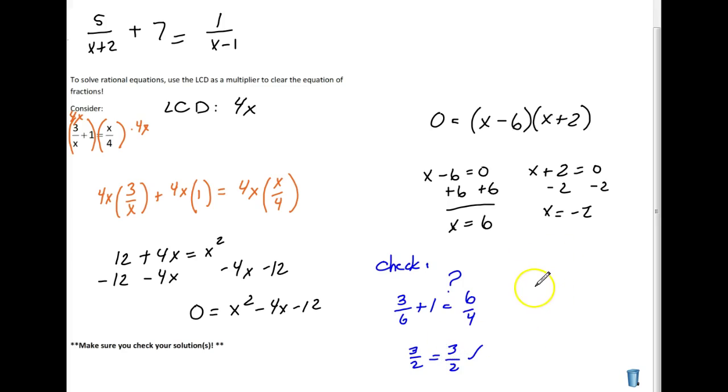So now let's look at this one. Well, 3 over negative 2, and we add 1 to that. Does that equal negative 2 over 4? Well, 3 over negative 2 is negative 1.5, plus 1 leaves us with negative 1/2, and if we simplify negative 2/4, that is indeed negative 1/2. So that checks off just fine as well. So again, we're checking those proposed solutions to make sure that we're not dividing by 0. That's really important.